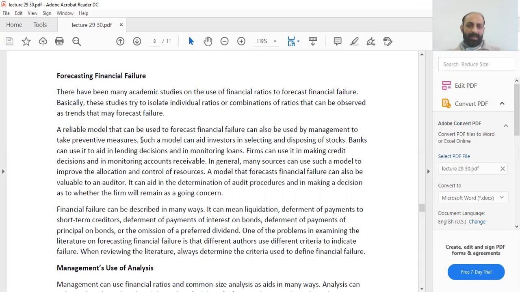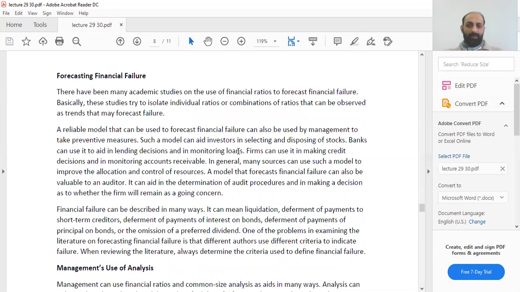A reliable model that can be used to forecast financial failure can also be used by management to take preventive measures. For example, if you look at different ratios, these ratios show financial failure, so the management can make use of those specific ratios and, using them, keep a close eye on the performance of the organization. When it sees the ratios deteriorating, it can take immediate steps to stop this process of collapse.